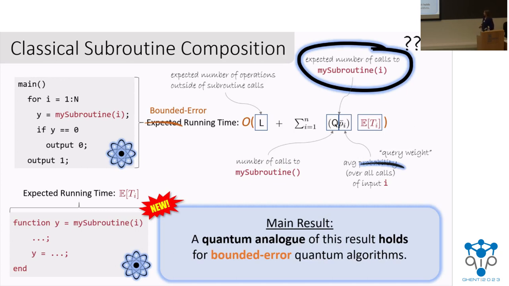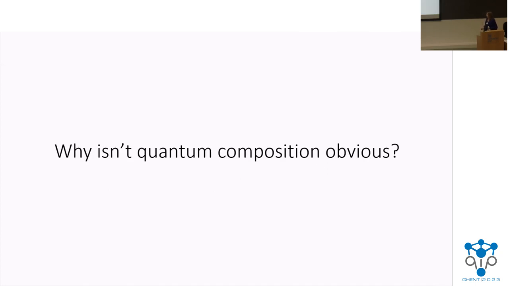So this is our main result, this quantum analog of this pretty obvious classical result. Now I want to go into a bit more detail about what I mean by the quantum analog, and I also want to highlight why quantum composition isn't obvious. We saw that this classical result is completely obvious, and I hope you believe me that it is not obvious for quantum algorithms, since I told you that it does not hold in the setting of zero-error algorithms. But I hope I can also show you why this is so difficult in the quantum world.